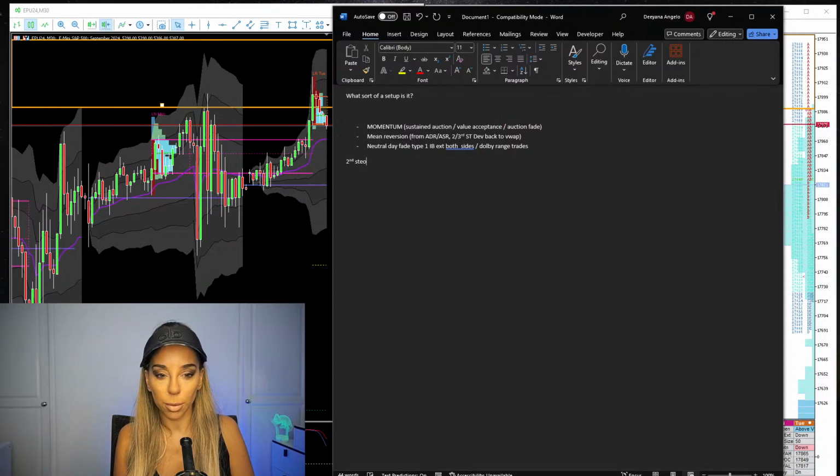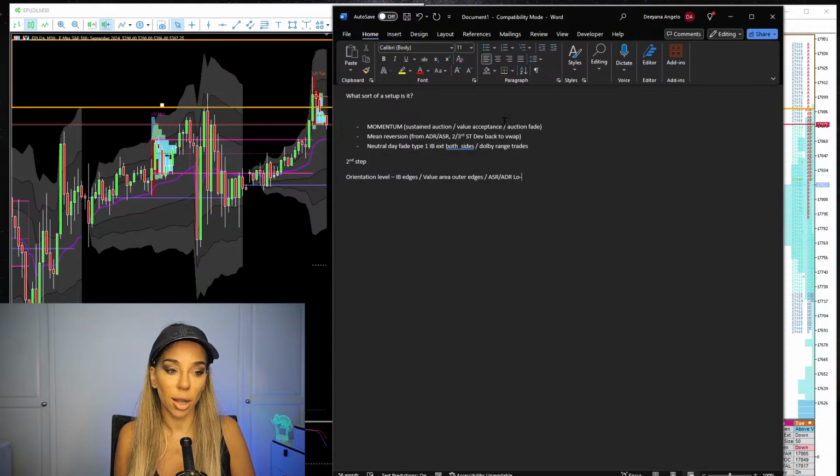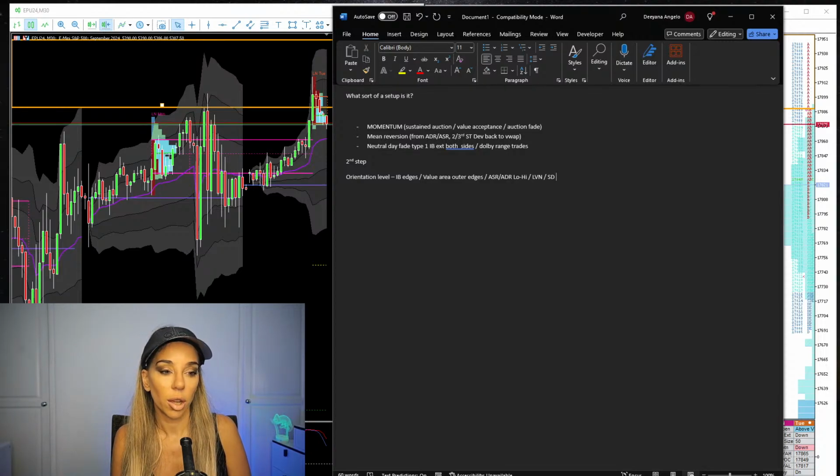So then the second step would be to find an orientation level. Now I've got a few of those where we have initial balance edges, we have value area outer edges. This is the way I like to trade. Then ASR, ADI, low, high. We also have low volume nodes and supply demand areas on larger time frames if we're somewhere near them. So that would probably be a nice sort of compression of the orientation levels. Then once I have that, we go down to the third step, which is a timing tool.